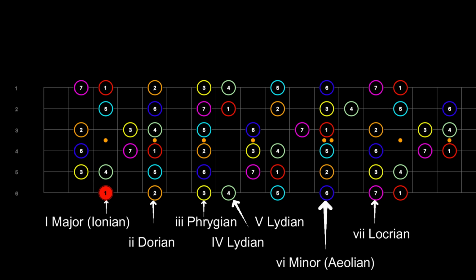So, for example, if you see the 3 up there and I was wanting to play in the Phrygian mode, well, guess what? I just start my counting at 3 and I go from there. Same with Lydian if I start at 5.